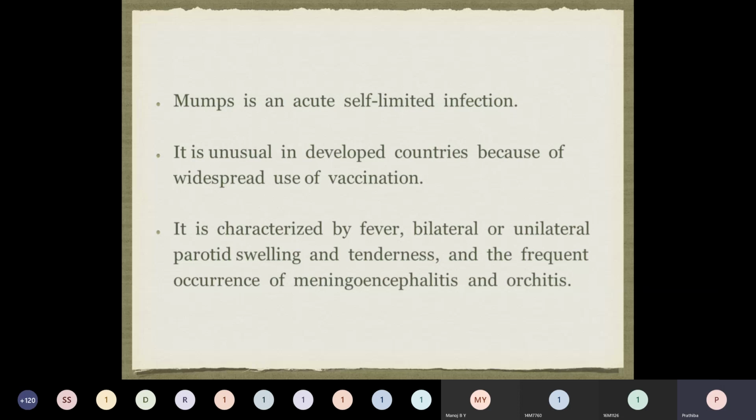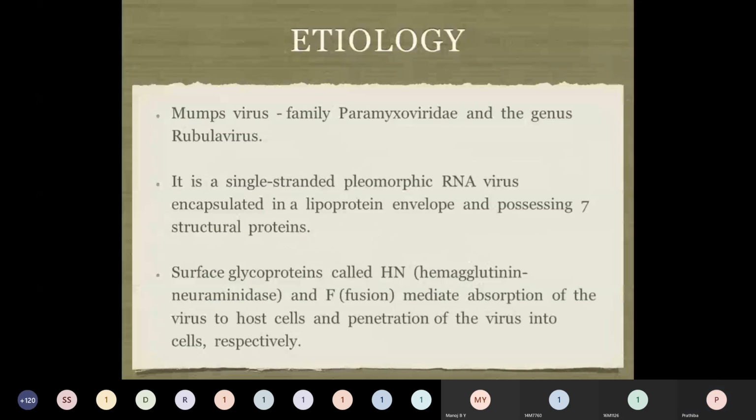So what are the characteristic features? It has fever, bilateral or unilateral parotid swelling, and also tenderness in the parotid gland, and there is frequent occurrence of complications such as meningoencephalitis and also orchitis. So what is the etiology? The etiology is the mumps virus, which belongs to the family Paramyxoviridae and the genus Rubulavirus.